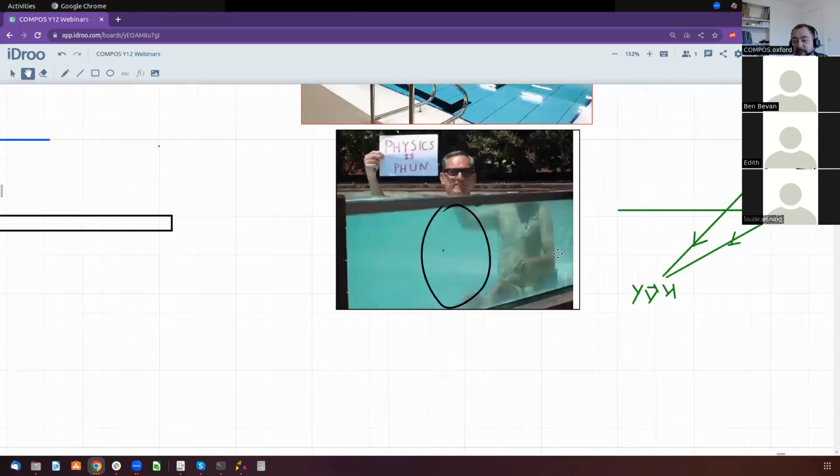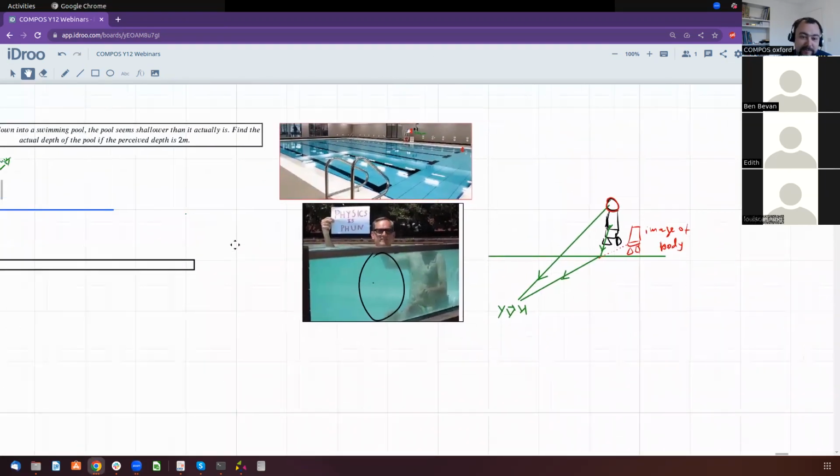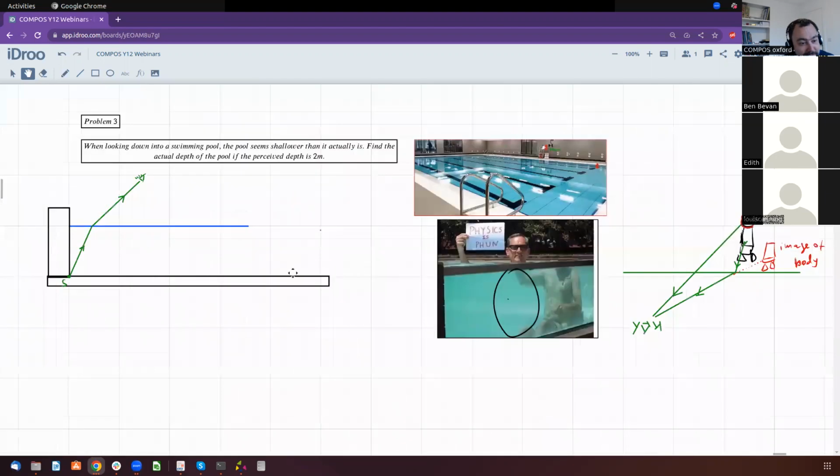So your brain tells you light travels in a straight line. So if you see something in front of you, that means something is in front of you. That's what I'm trying to say. That's why people bump into mirrors quite often, because they think there's a corridor, and they walk into a mirror.